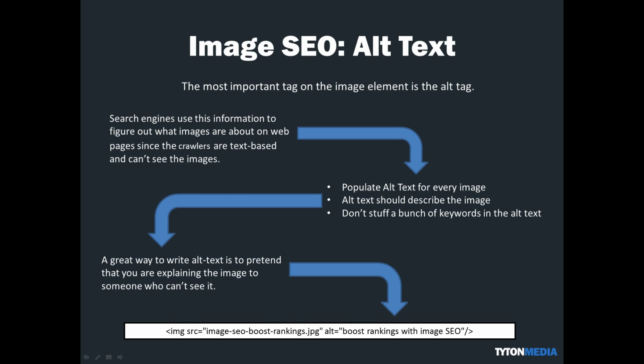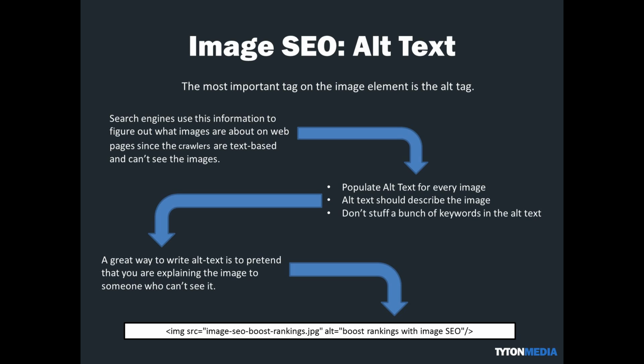So next is the alt text. This is the most important tag on your image elements, and you should have this tag on every single image on your website. Search engines use this data to figure out what the image is actually about. Since the crawlers are text-based, they can't see the images on your web page, so the only way for them to know what the image is about is the alt text. So you want to remember to populate that for every image.